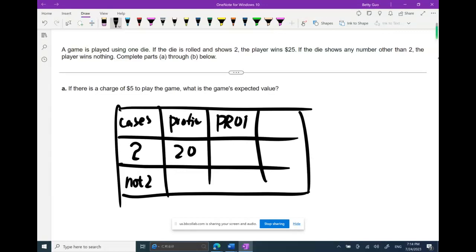And the probability of winning is 1/6. Rolling a die, the probability of getting number 2 is 1/6. And if you did not get a number 2 and you lose, you win nothing. It's not just that you win nothing, you lose $5 because it costs $5 to play the game. And the probability is 5/6. And now let's do the product. 20 times 1/6, 20/6. I do not rush to simplify yet. I want to keep them in the same denominator. And then -5 times 5/6, -25/6.